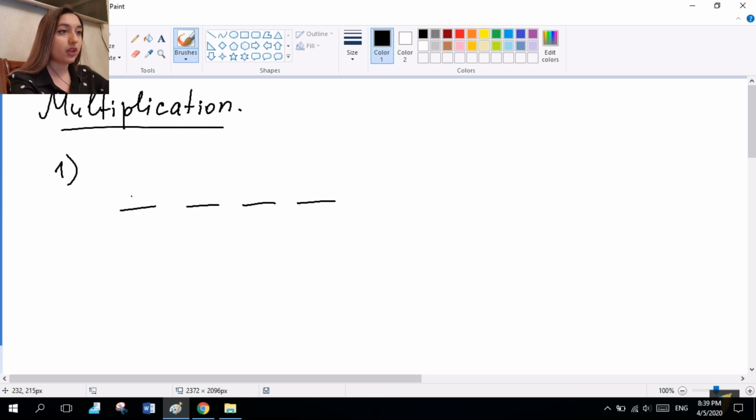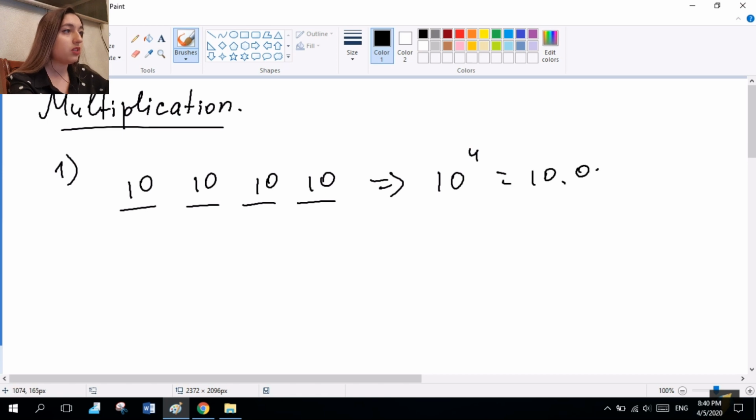Now, how many digits do we have at all? We have 10 digits, which are from 0 to 9. It means 10 variants here, 10 variants here, same and same. So in order to find the number of all the variants, we just have to multiply them all. We will get 10 to the 4th power, which is 10,000. Now let's solve another one.